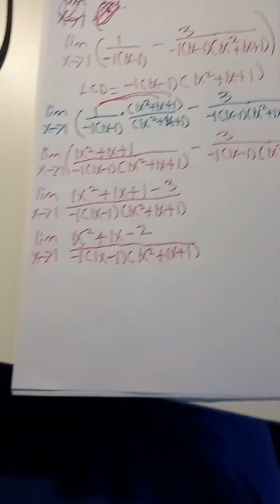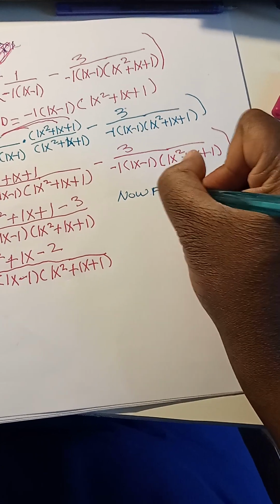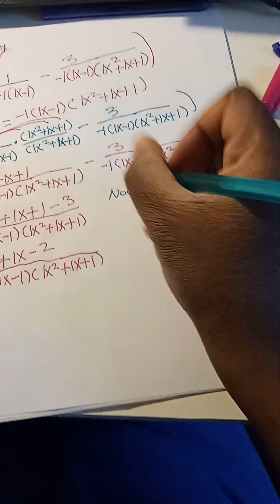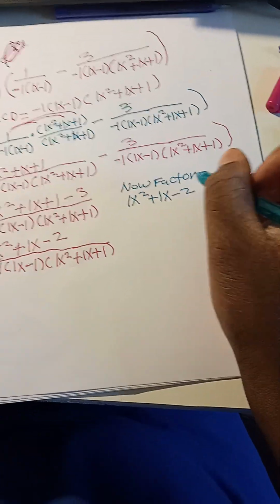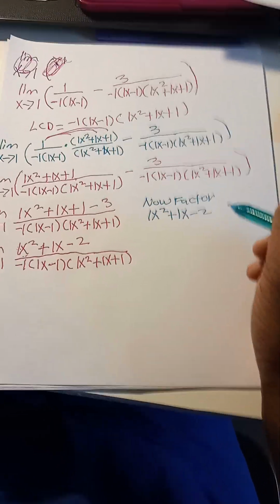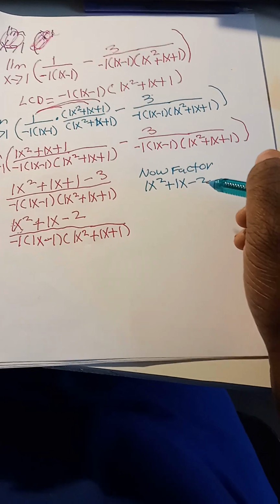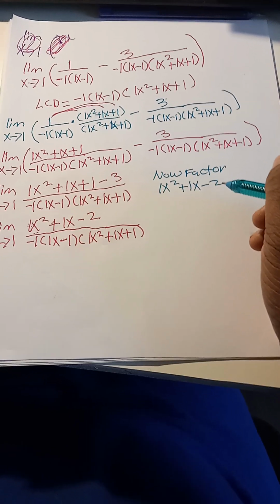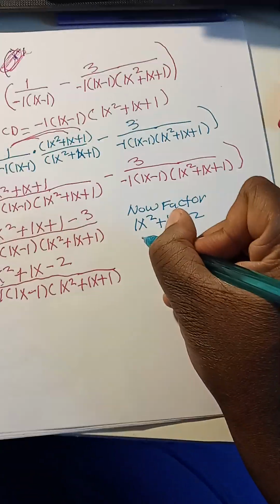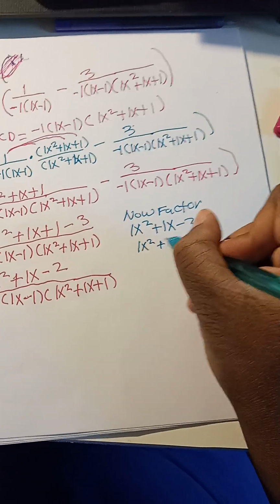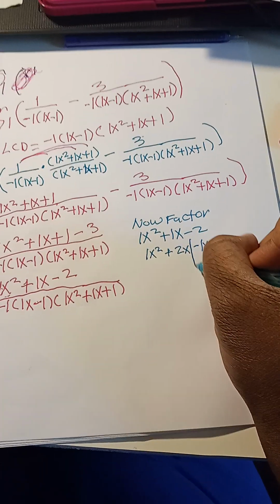So now we need to factor 1x squared plus 1x minus 2. So what multiplies to be negative 2 and adds to be 1 for the middle coefficient? And that would be 2 times negative 1, because 2 times negative 1 is negative 2, and 2 plus negative 1 is 1. So we can split this up as 1x squared plus 2x minus 1x minus 2. And split this in half.